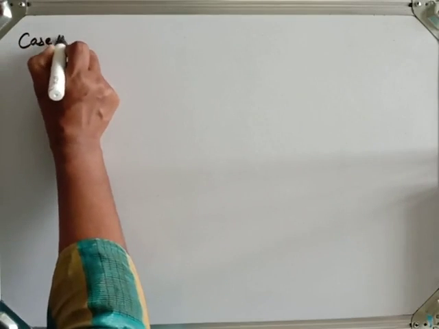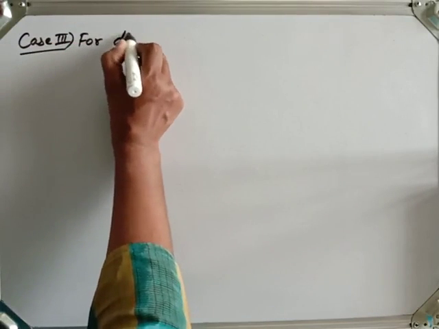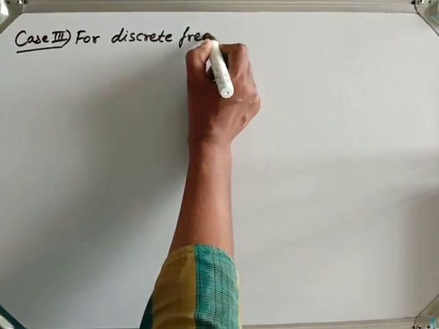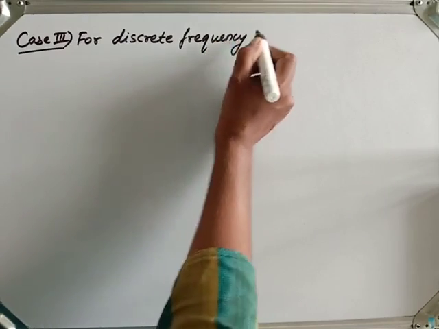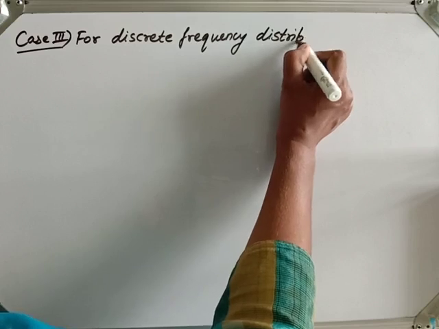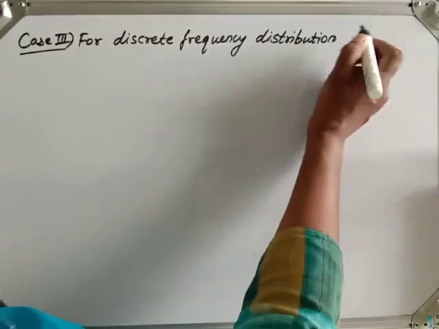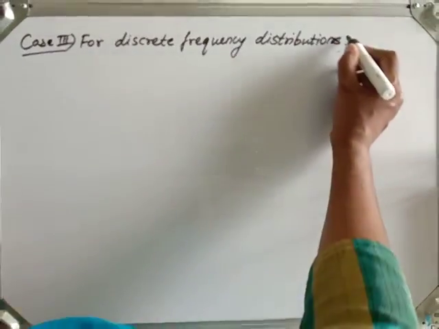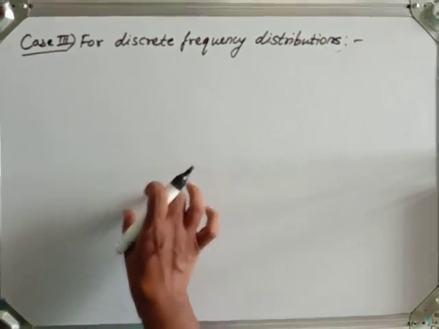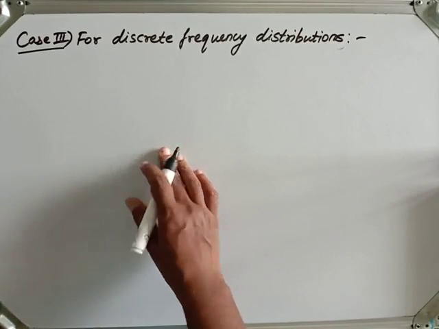So case 3 for discrete frequency distribution. Now you know mode is nothing but the value of the variable which occurs more number of times than others. So here also the same thing follows. In a discrete frequency distribution, you know the variable and the corresponding frequencies, that is, how many times that variable occurs. Such data is given to us.